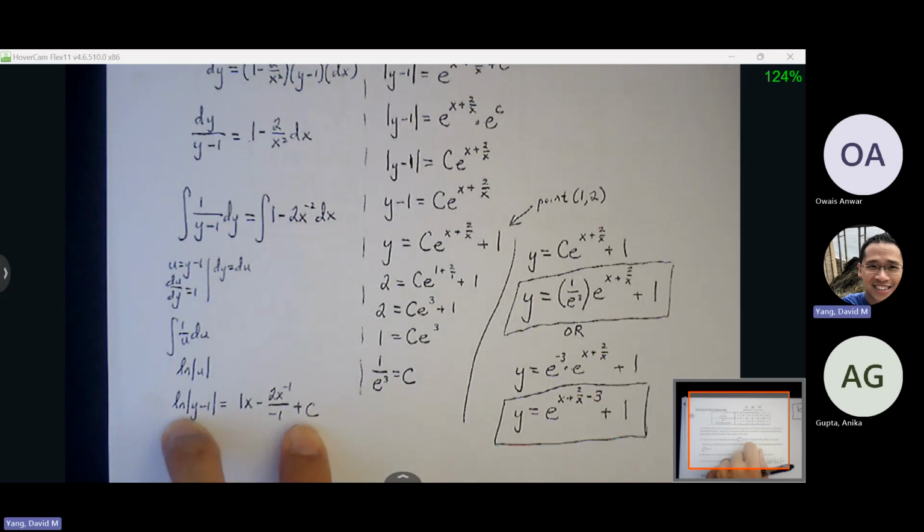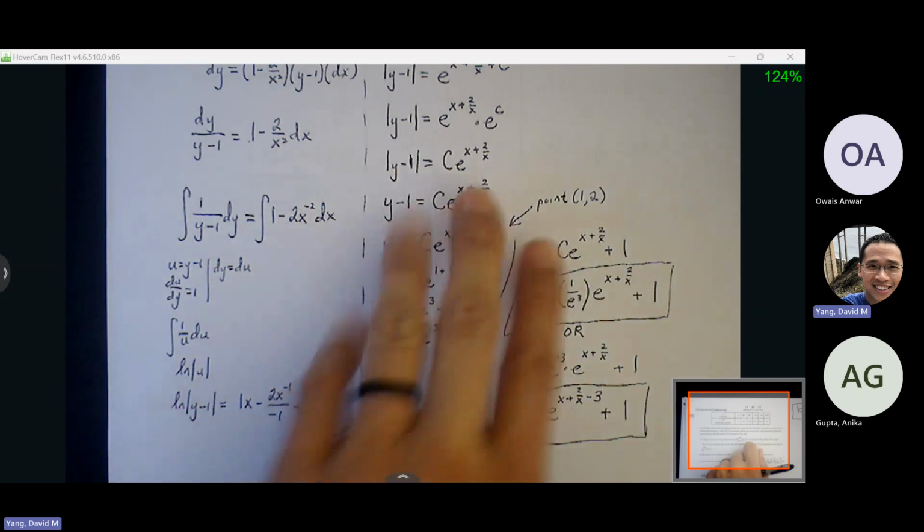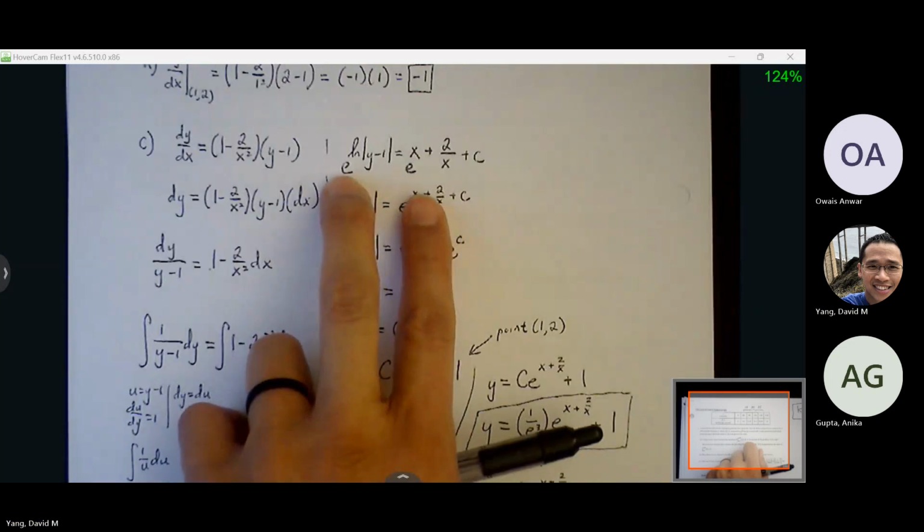And then once the c shows up, you're welcome to solve for c at this point or wait till later. I'm going to try to get y by itself first before I solve for c. It just feels a little bit cleaner. So I'm going to raise both sides with e as the base.